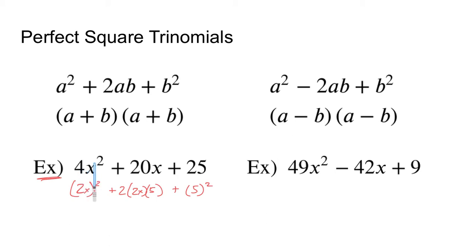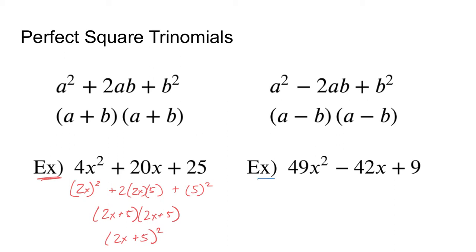Do you see that 4x squared is 2x, that quantity squared? Do you see that 25 is 5 squared? And that the middle is 2 times the first term, 2x, times the last term, 5, which gives me 20x. Therefore, I can factor this trinomial to be 2x plus 5 times 2x plus 5, or, writing it a different way, 2x plus 5 squared. Getting it to this last step is what's really important in this section.